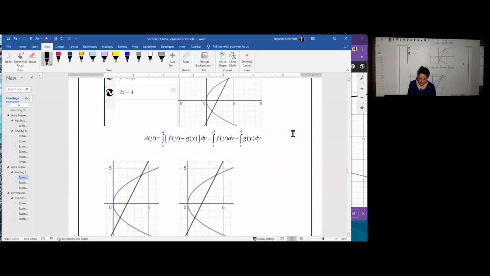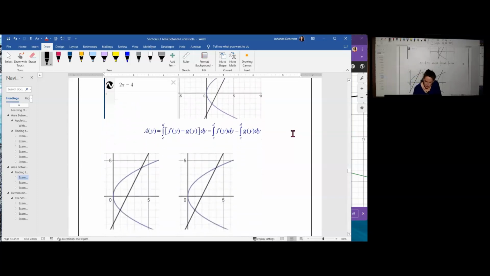Let's take a look at that now. If I went with respect to x, I would have the upper arm of the parabola on top and the lower arm of the parabola on the bottom. And on the other side, with respect to x, I would have the upper arm of the parabola above and the line below.